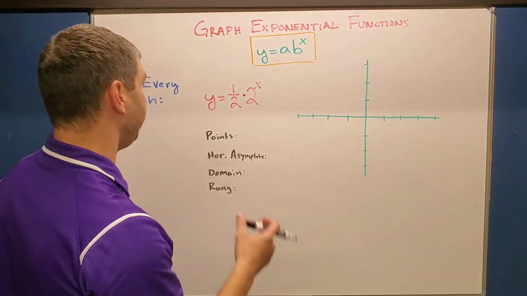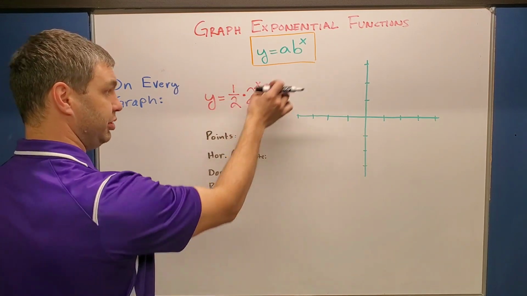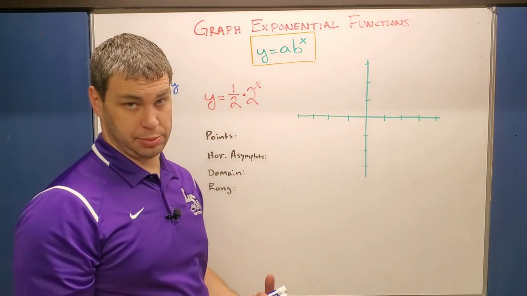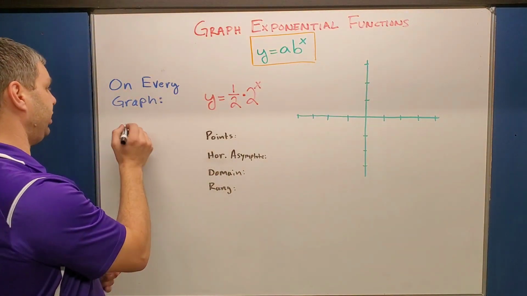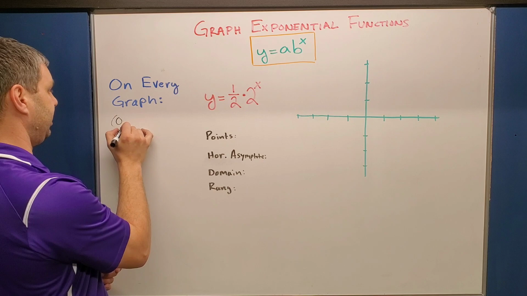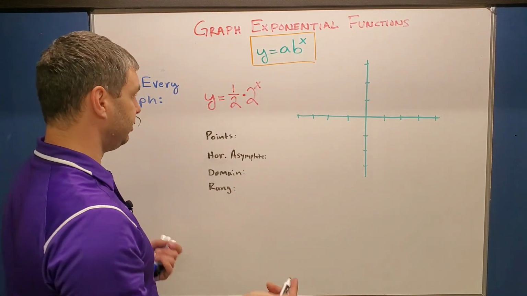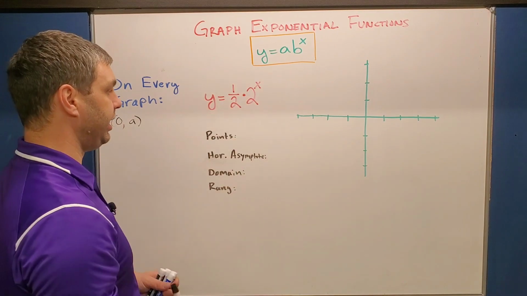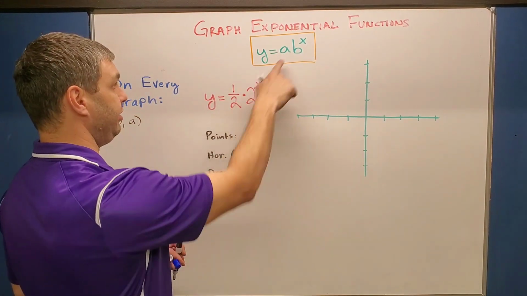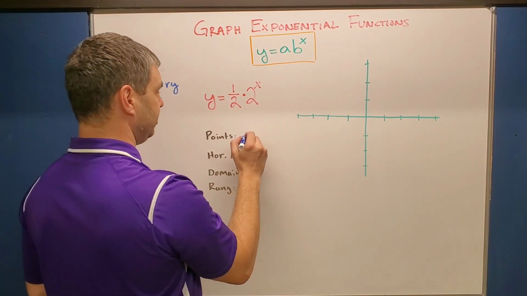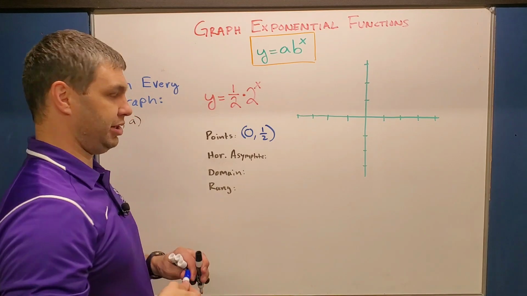All right? Now, before we can go ahead and graph this one, y equals 1/2 times 2 to the x, we need to know a couple things. First off, on every one of these graphs, we're going to have the point 0, a. All right, so whatever number this is. So for example, the one that I have here in red, we would say that this contains the point 0, our a, which is 1/2. So I'll say 0, 1/2 right there is going to be on our graph.